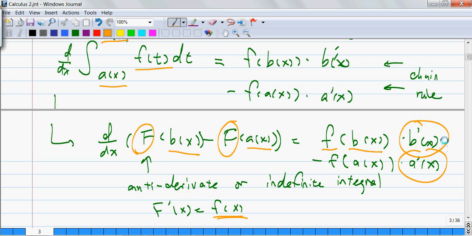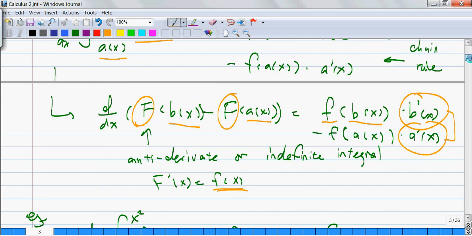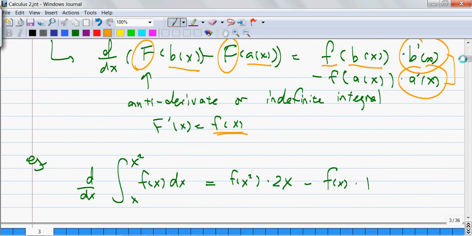So you need these two extra terms if you are differentiating something that has an upper and lower limit both as functions of x. For example, suppose you are differentiating some arbitrary function f, which you don't need to know, and you are integrating it from x to, say, x squared. Then by the formula that I just had here, the only thing you need to do is differentiate the upper limit and the lower limit, which have derivatives 2x and 1 here.